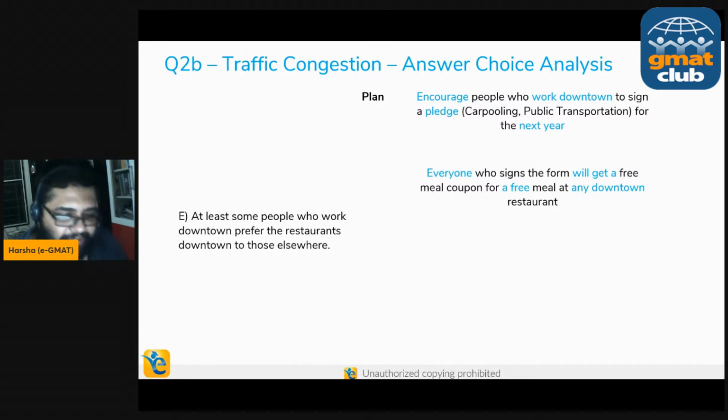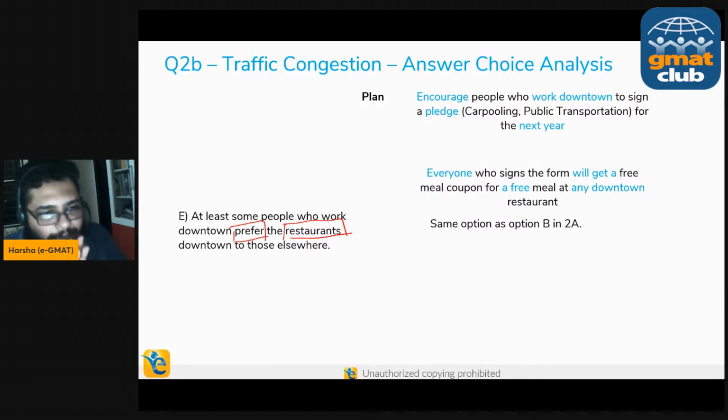So option E here is the same as option B of the last question. So very easy to reject, I'd say. It's the same logic. What do we care whether they'll eat at these restaurants or not? What do we care whether they prefer these restaurants or not? Either way, it doesn't matter. So very quickly before we move on, any quick learnings, any feedback, anything that you understood that you didn't earlier, please let me know.